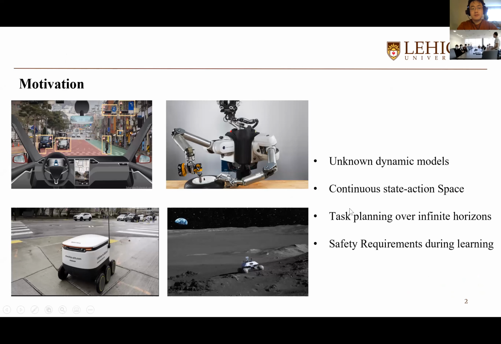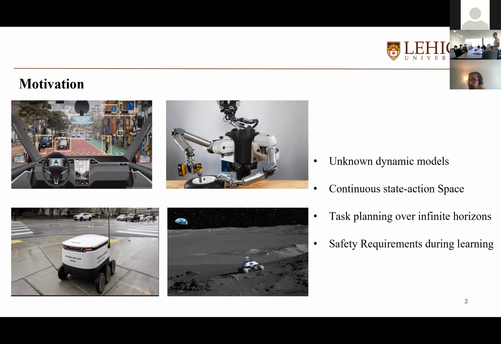As an emerging research field, task planning is very important in robotics. So in this work, we apply a formal language that has rich expressivity to describe complex tasks for robotic systems. We consider nonlinear dynamic models and a continuous action state space. We consider task planning over an infinite horizon because this is a general requirement for manufacturing robotic systems. Then we ensure safety during learning to generate optimal policies.